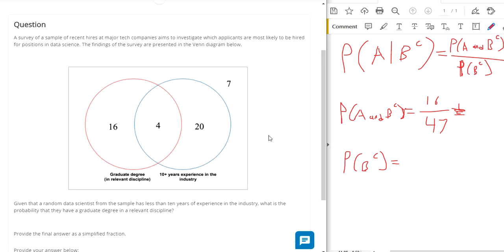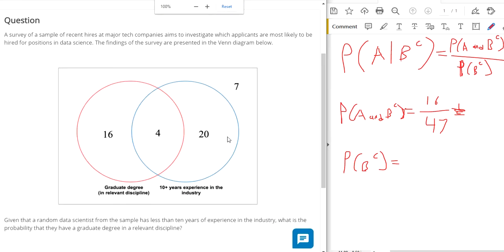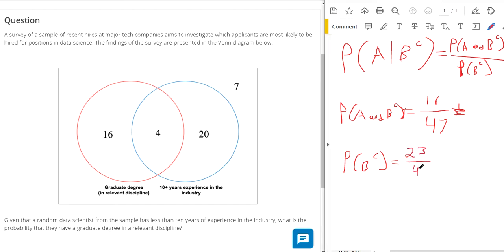Oh, I zoomed out. I can't seem to zoom in. There we go. So 4 and 20, these are both in the blue circle. 7 isn't in the blue circle. 16 is in the blue circle. So that's 23 out of 47 that are B complement.